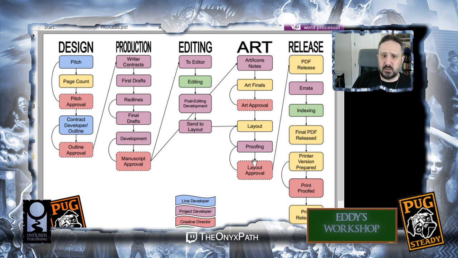If we have a licensed partner, like, for example, White Wolf Paradox, or in my case, when Onyx Path technically is licensing Pugmire from me, from Pugsteady, so I get an approval pass outside of my usual Onyx Path duties on Pugmire projects.